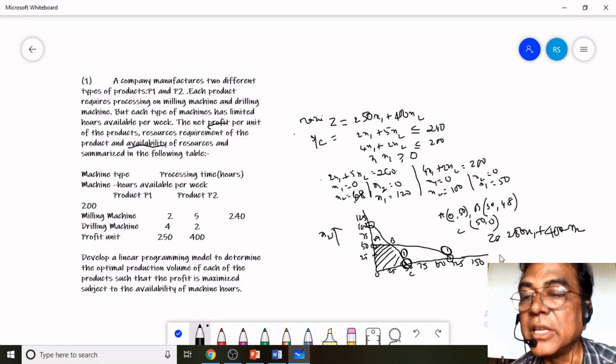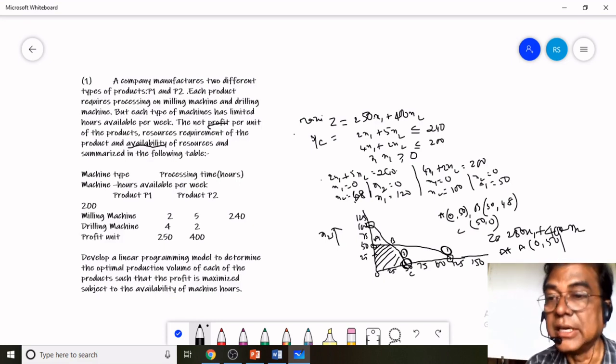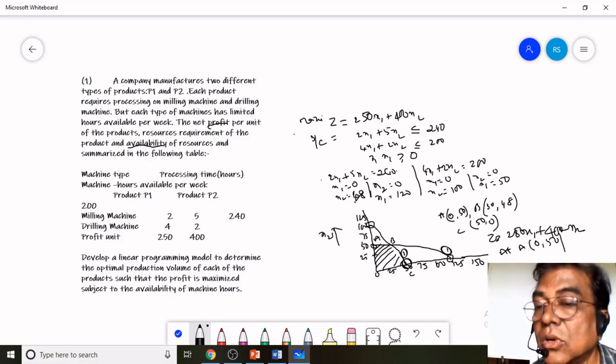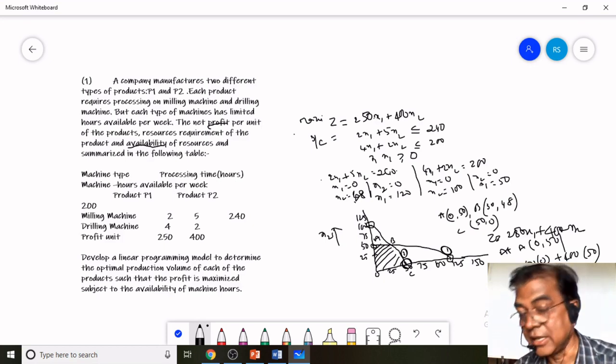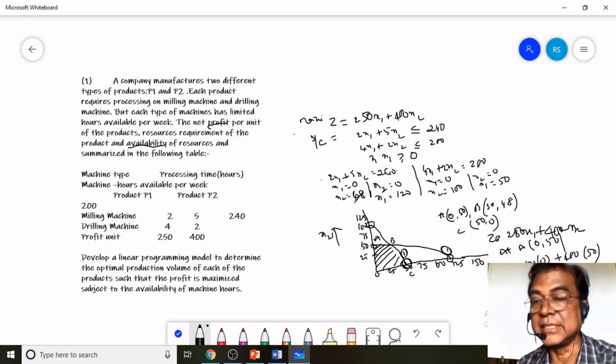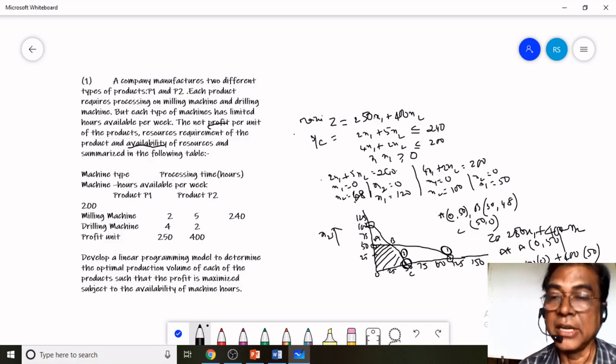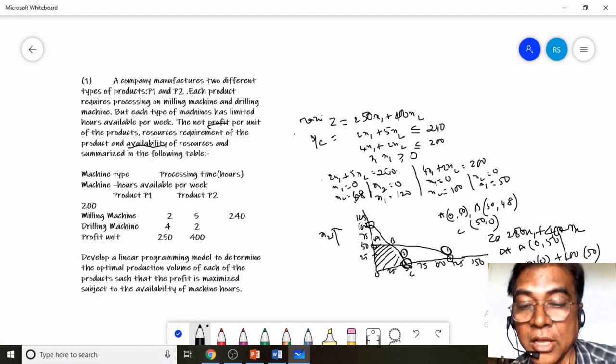So at A, same thing. You already know that at A it is 0 comma 50. Now come to this point here. Z is equal to 250 times 0 plus 450, like this at B, at C, etc. Out of these values, select the maximum value and write down the statement at the maximum value at A, B, C. This is the final solution of the given problem.